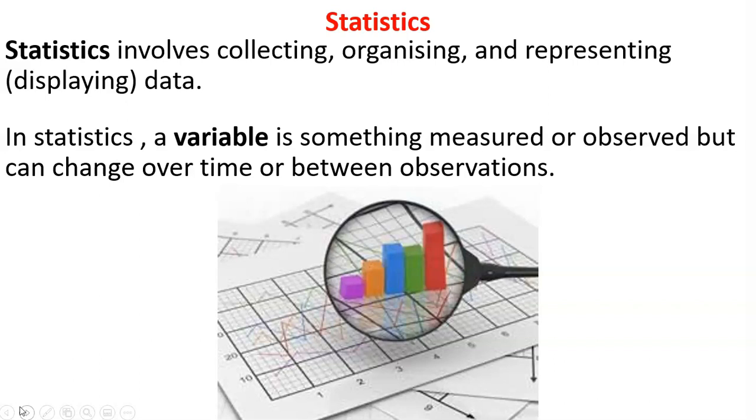So statistics involves collecting, organizing, representing and displaying data. Okay, so we collect different types of data, and it's the way that we can actually organize it and represent it. In statistics, a variable is something measured or observed, but can change over time or between observations. If we look at sports statistics, for example, between games there'll be different number of possessions or different number of goals or points scored. So that's why we talk about it being something that changes.